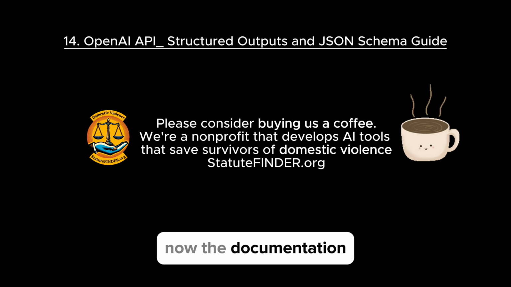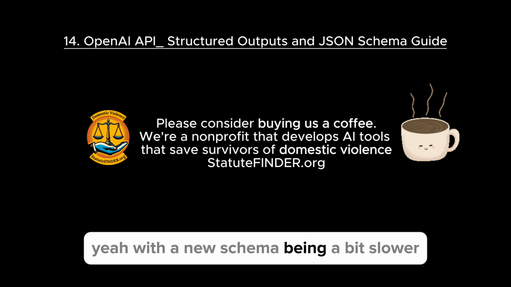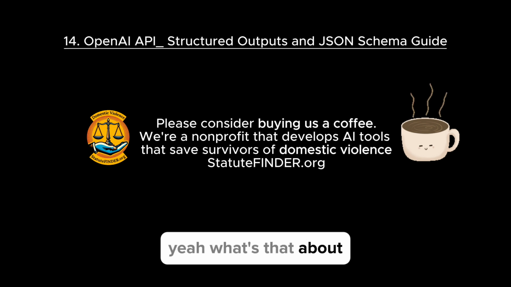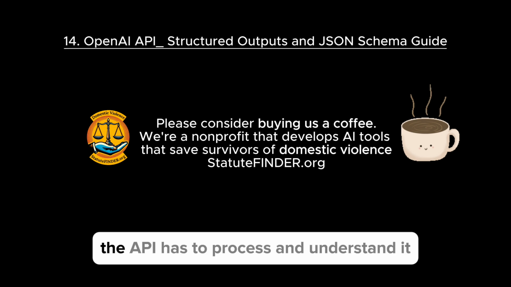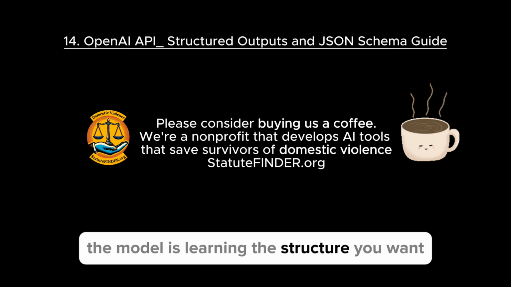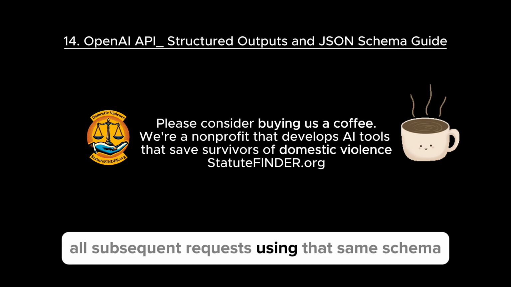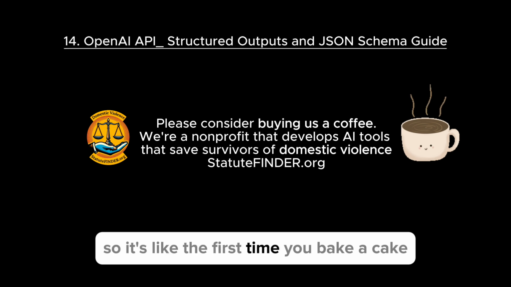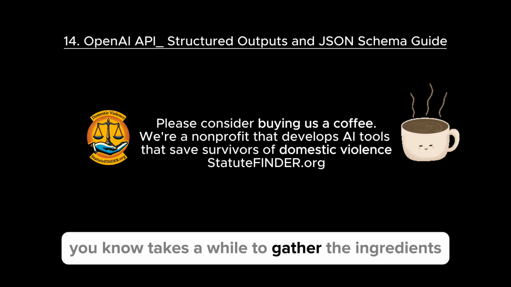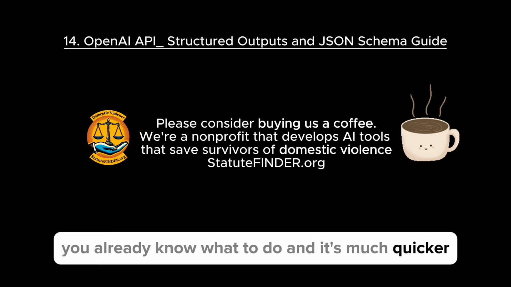Now, the documentation mentioned something about the first request with a new schema being a bit slower. What's that about? Why is that? That's a great question. The first time you use a new schema, the API has to process and understand it, kind of like the model is learning the structure you want. But once it's done that, all subsequent requests using that same schema are lightning fast. So it's like the first time you bake a cake, it takes a while to gather the ingredients and figure out the recipe, but the next time you already know what to do, and it's much quicker.